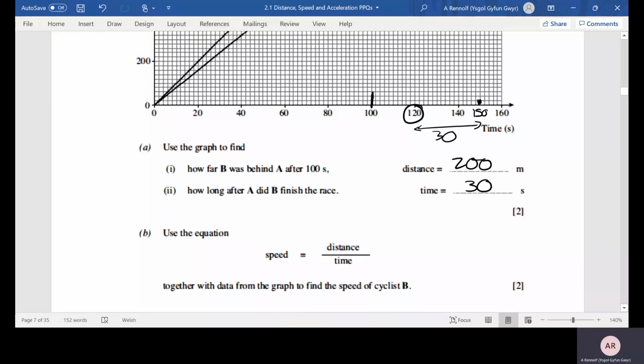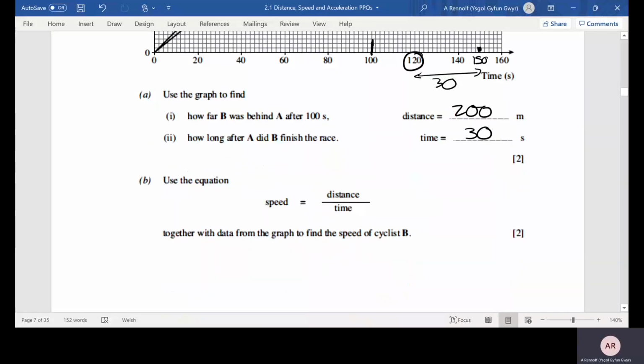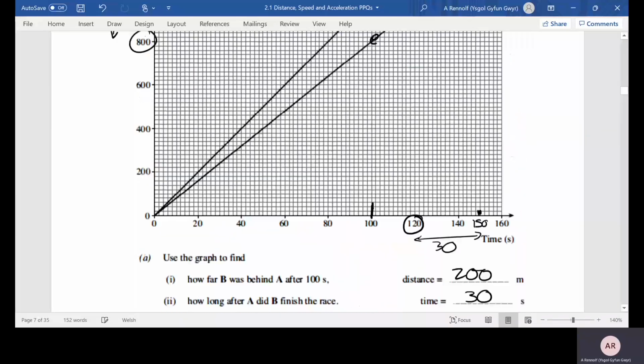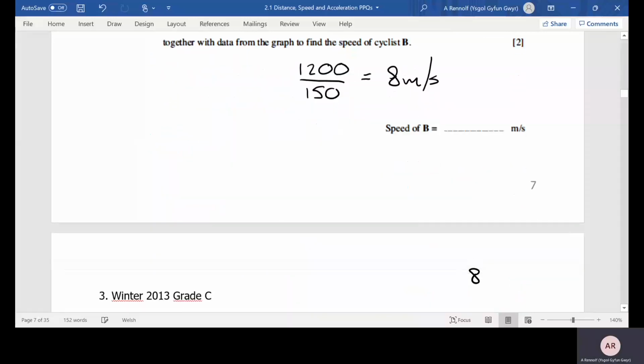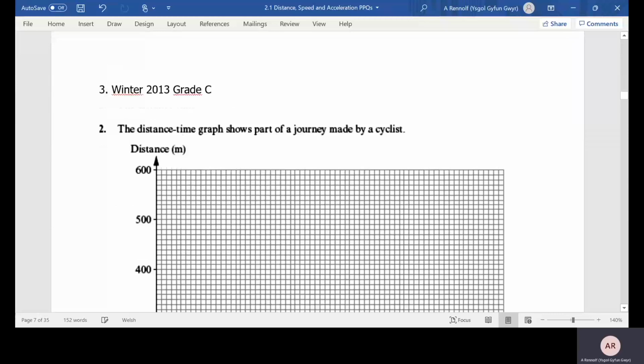Use the equation speed equals distance over time to find the speed of cyclist B. Well, cyclist B travelled 1,200 meters in a time of 150 seconds, which gives us a speed of 8 meters per second. Okay, again, pause the video here. Have a go at the next question.